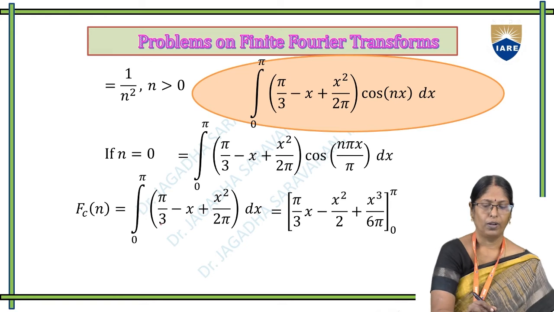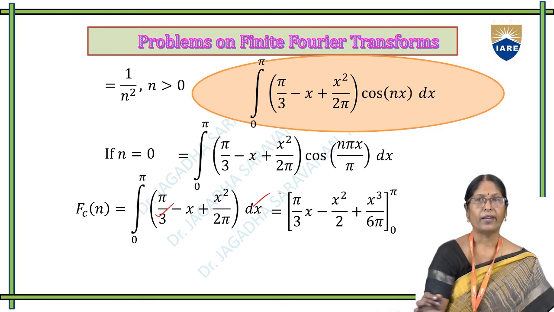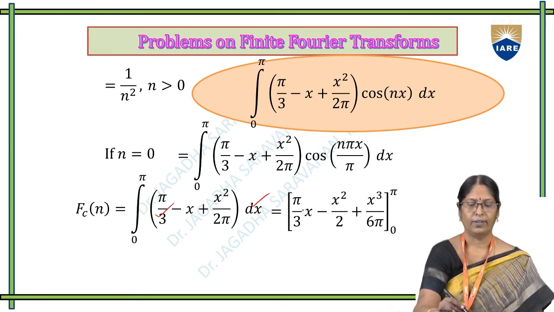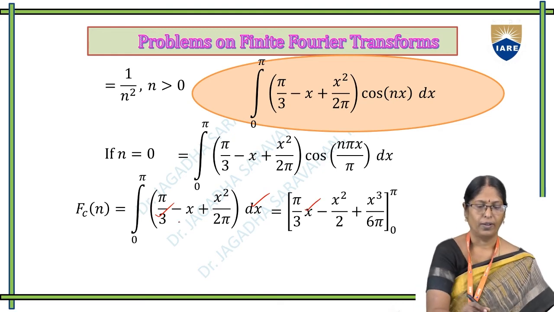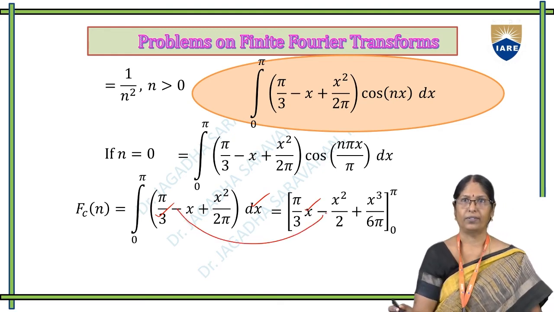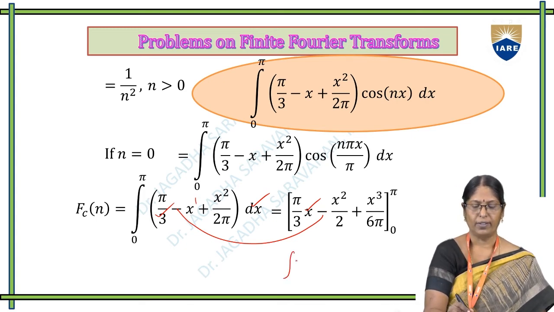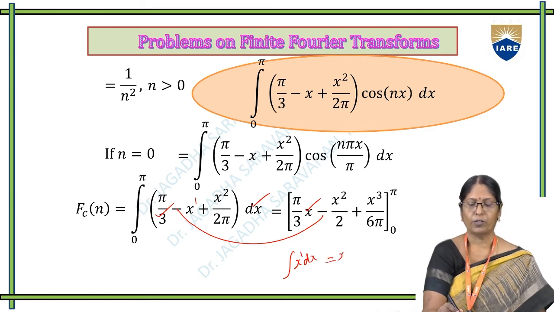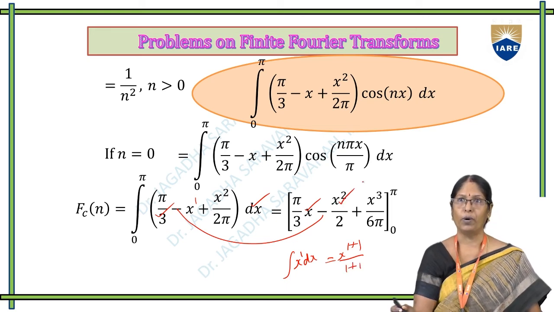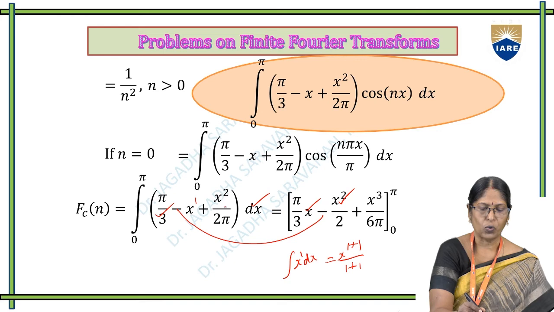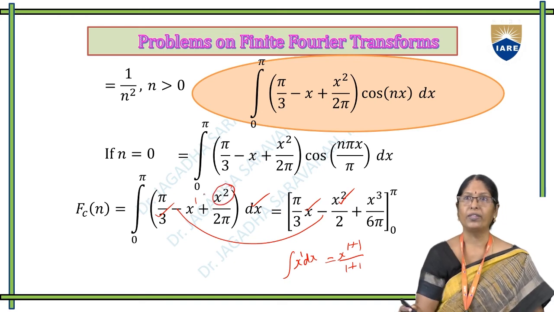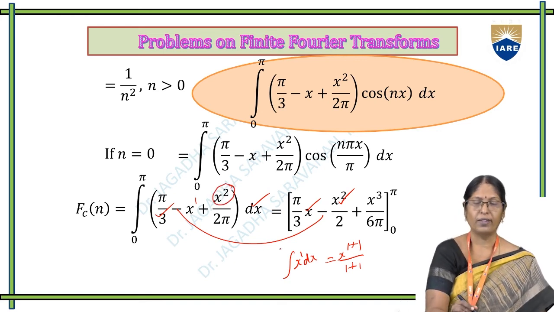So now the integral of pi by 3 dx is x. This minus is as it is. For x dx, the power is 1, so x power 1 plus 1 by 1 plus 1 gives x square by 2. Here we are doing the integration of x square by 2, and the 2 pi is written as it is, we are not touching it.